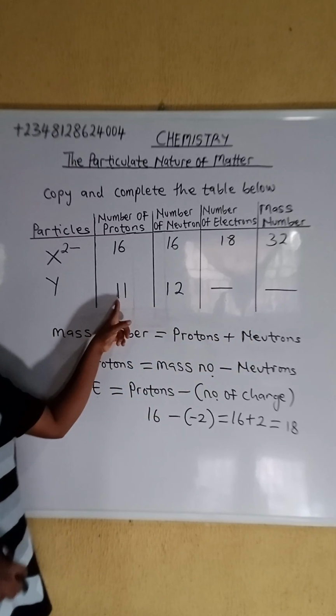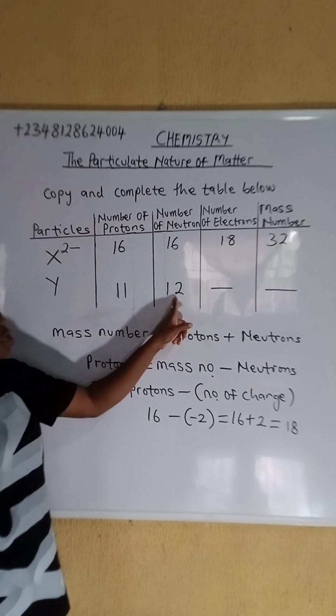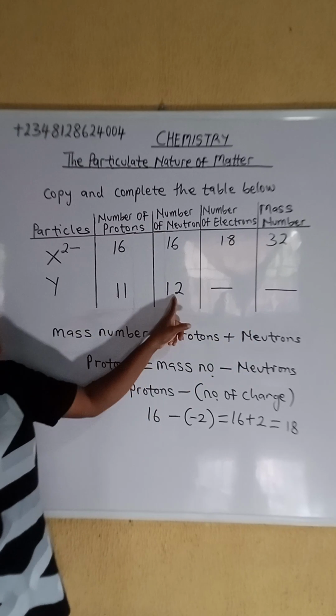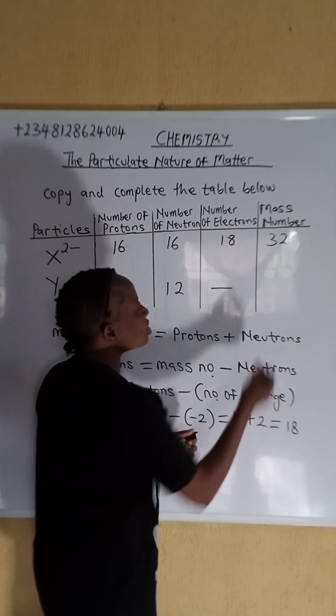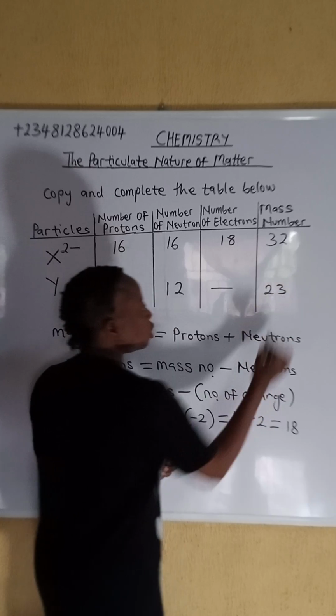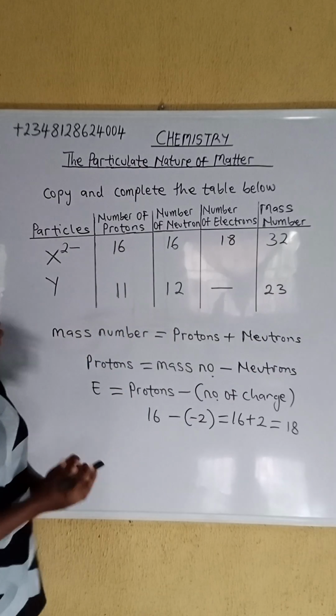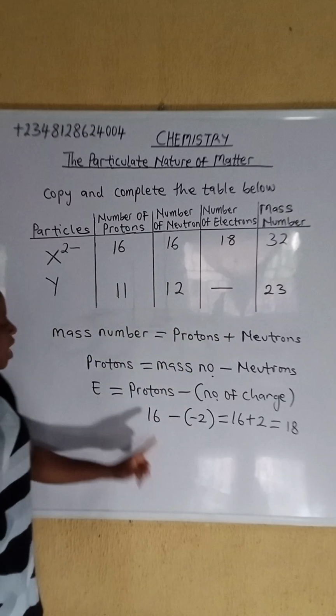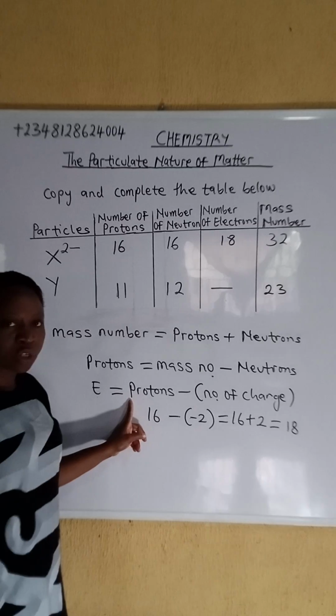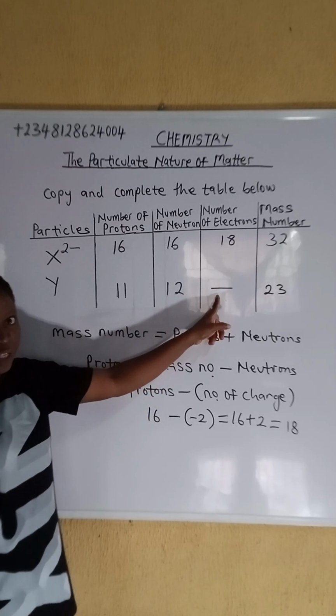Then our proton equal to 11. Then neutron equal to 12. 11 plus 12 will give us 23. So the mass number equal to 23. Then the next one is to calculate the number of electron. You can apply this formula method to calculate the number of electron.